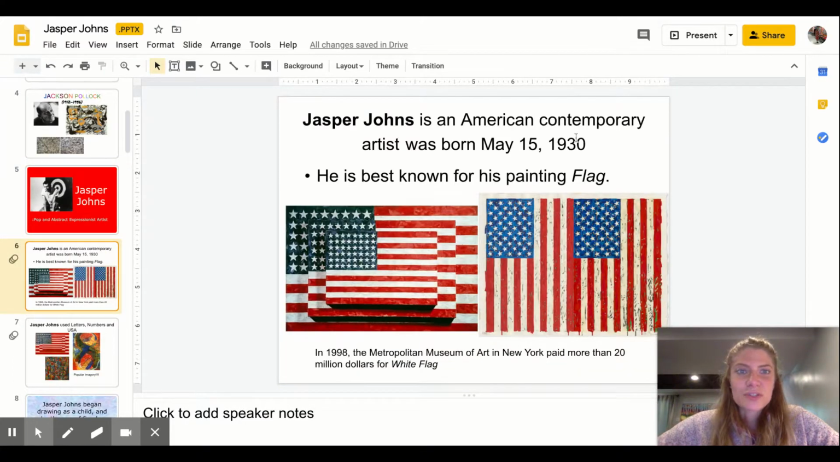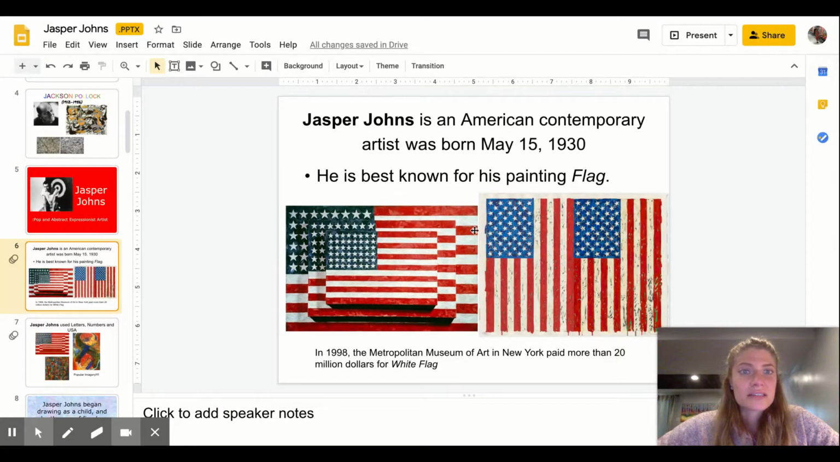Okay, so Jasper Johns was born in the 1930s, and he is best known for his flag paintings. And here's an interesting fact. In 1998, the Metropolitan Museum of Art in New York paid more than $20 million for a painting called White Flag.